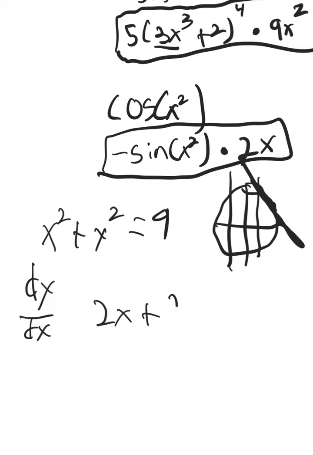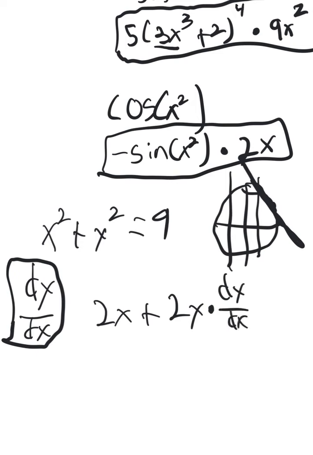So it'll be 2y, but because y is the function, we have to multiply by its derivative. But what's its derivative? Well, it's dy dx. By definition, that's what dy dx means. It means the derivative of y with respect to x. So times dy over dx. And then equals the derivative of 9, which is 0, because it's a constant.